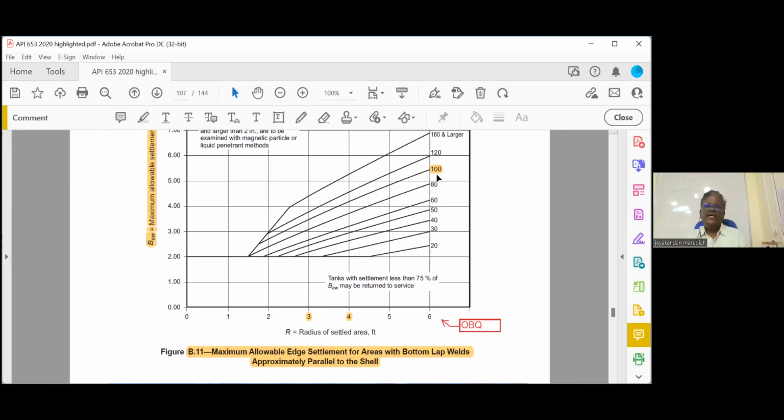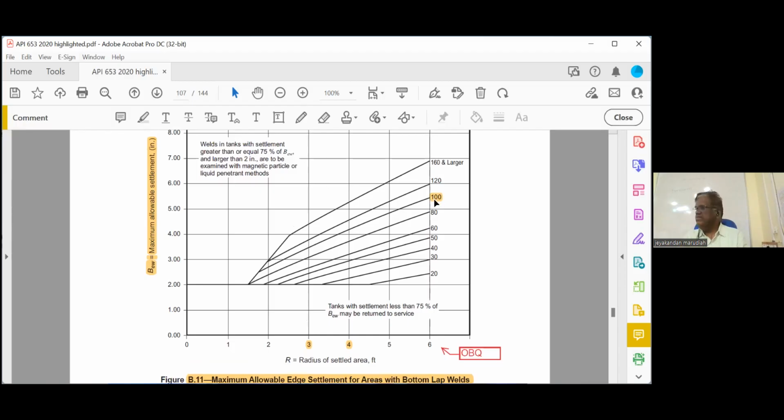For example, your tank diameter is say 100 feet. This is the tank diameter. And the radius of the settled area, I told you, is from the breakover point to the shell, 3 feet. What is the maximum settlement allowed? 100 feet, 3 feet radius. Where is it cutting 100 feet, 3? It is almost 3.5 inches allowed. You have to follow this 100 feet line. It is not 2.5. For 3 feet, it will be 3.5 something. 3.5 inch allowed.